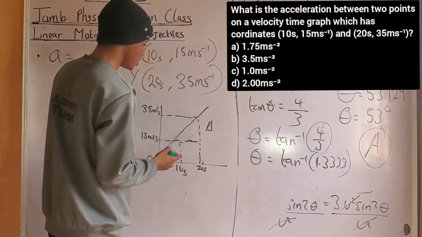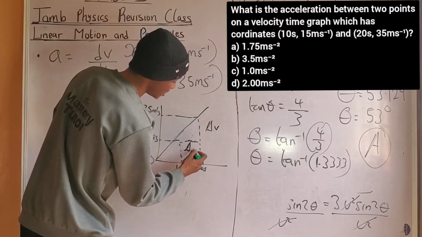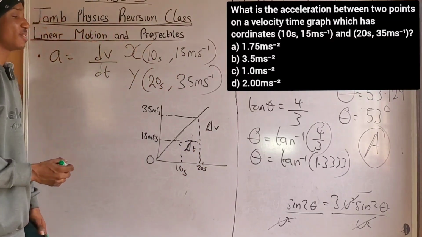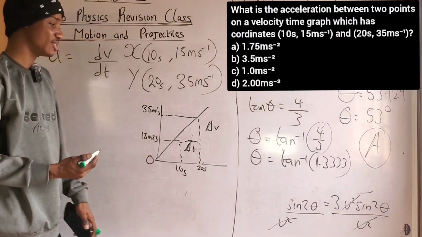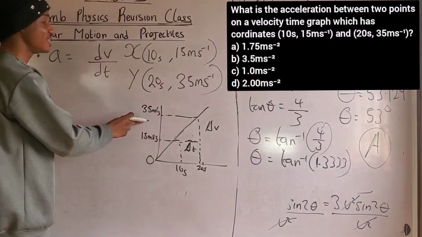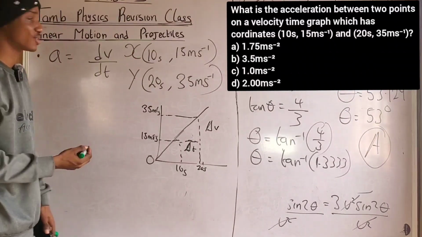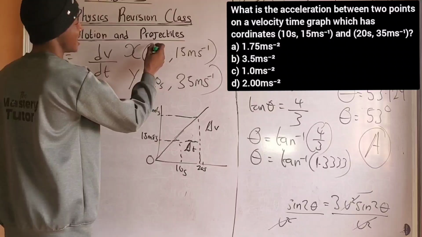The gradient will be change in v all over change in what? Change in t. You understand? dv all over dt will give us the gradient. Now, what is the formula for this? Acceleration, right? So that means if you can calculate the gradient of the points, you're going to get the acceleration. So this will be what?